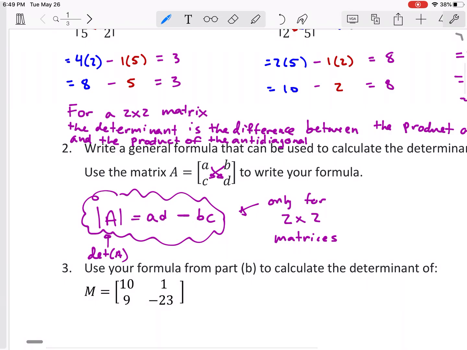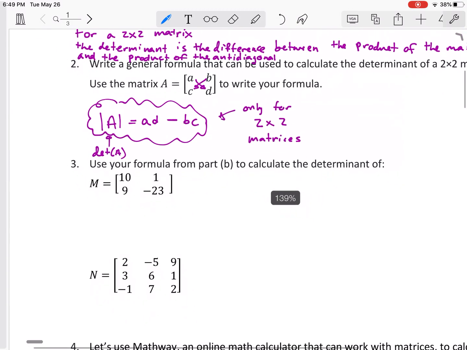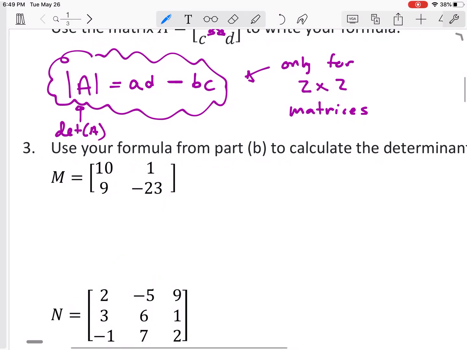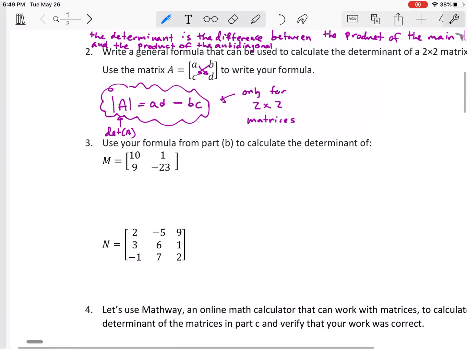This formula obviously won't work for larger matrices, well, because we only have 4 values that we're using in this formula. So go ahead, use this formula, see if you can come up with a determinant of M. And then think about the determinant of N here. It's a larger matrix this time.